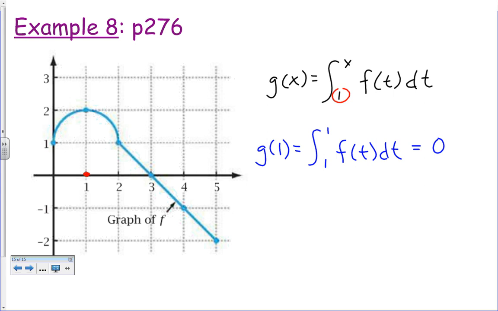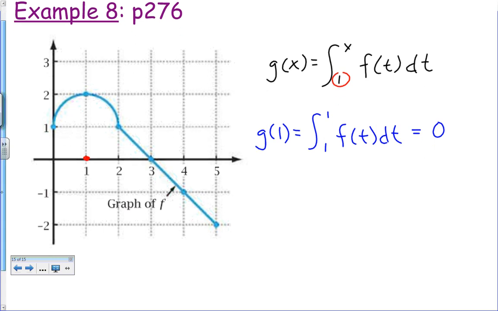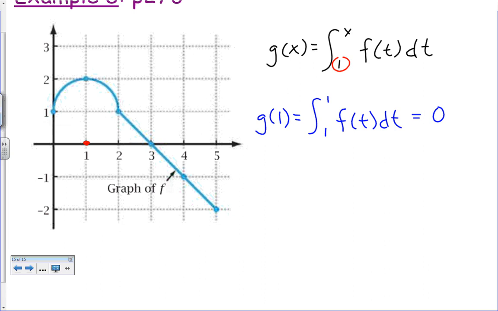That right there we have a value of 0. All right, let's move forward to the next point here at 2. So g of 2. Just replacing the value of x there with 2, we get the integral from 1 to 2 of f of t dt. Now this means find the area under this curve from 1 to 2.